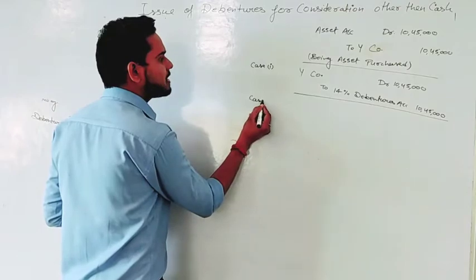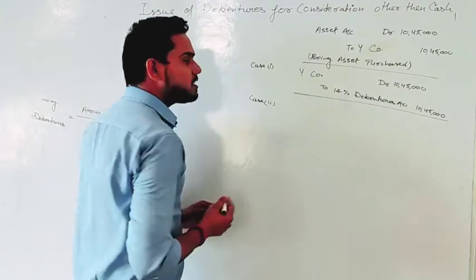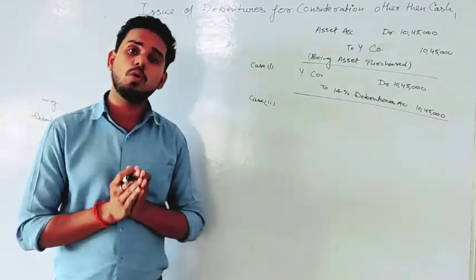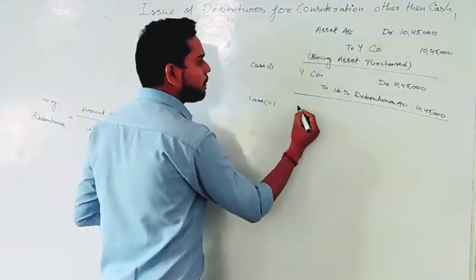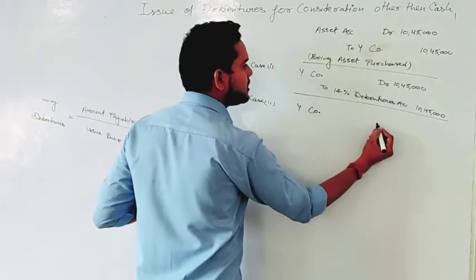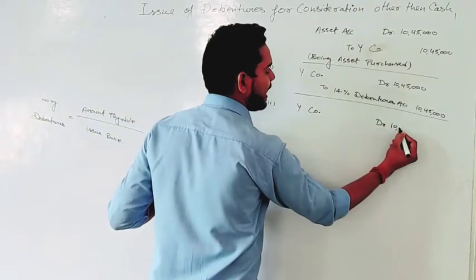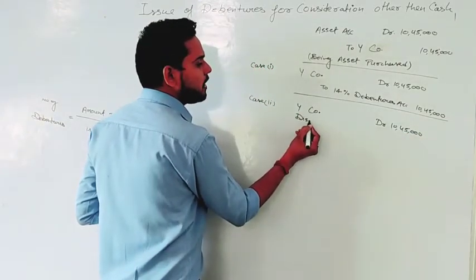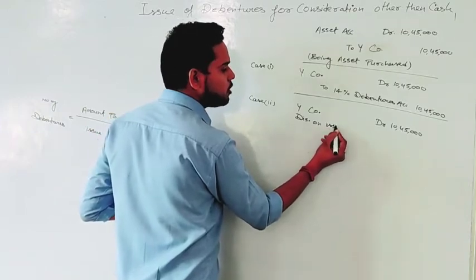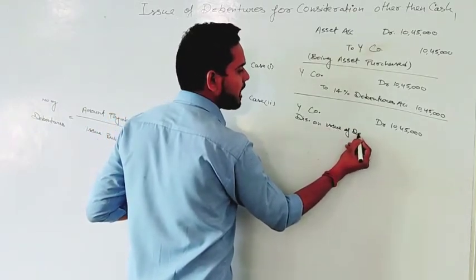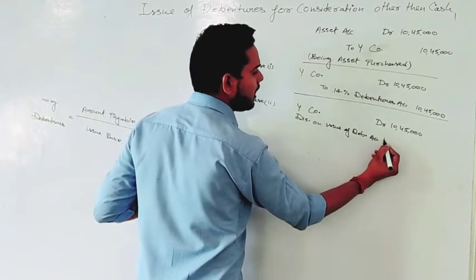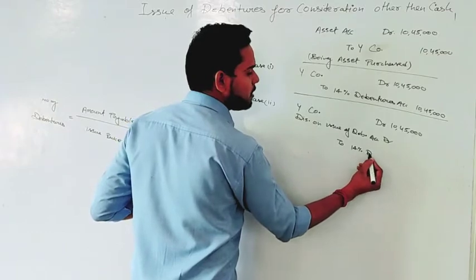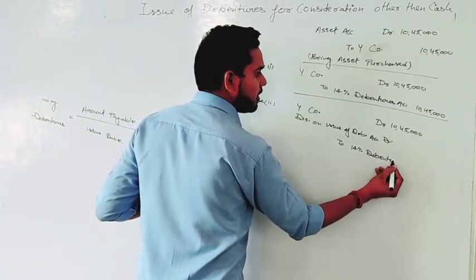Let's see what is given in case number 2. Case number 2 says that we are making the payment at a discount of 5%. So if you are making the payment at a discount, you will pass the entry: Y company debit with the same 10,45,000. And as you are giving them debentures at a discount, you will debit discount on issue of debentures account, to 14% debentures account.